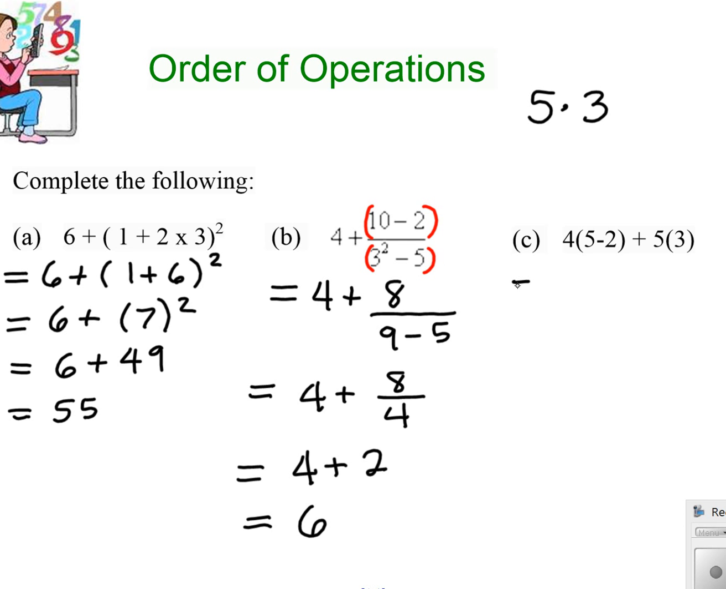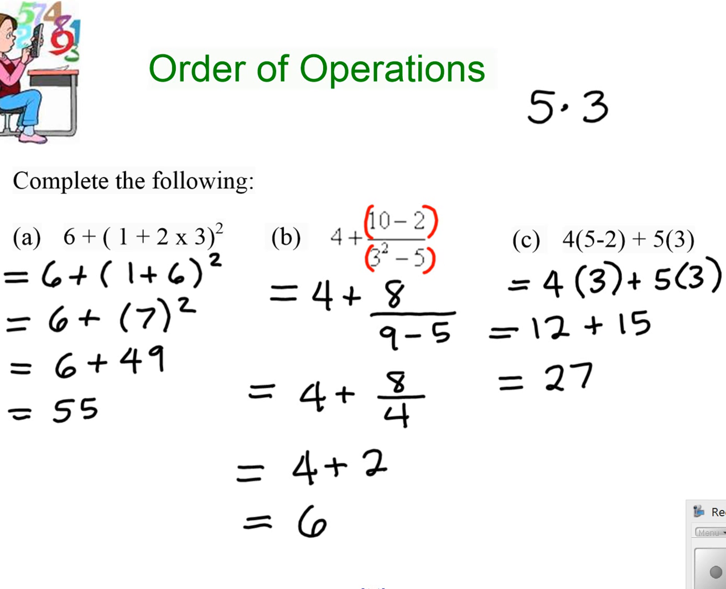And then again, finally, this last one looks a little weird because there's no multiplication signs, there's brackets. So we're going to start by doing what's inside the bracket first. So 5 minus 2 is 3. Then we're going to do our multiplication, and we can actually do both of the multiplications at the same time. So 4 bracket 3 just means 4 times 3, which is 12, and 5 bracket 3 just means 5 times 3, which is 15, and then we're going to add them.